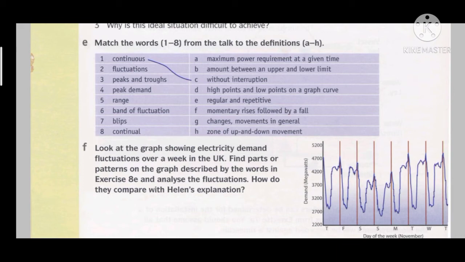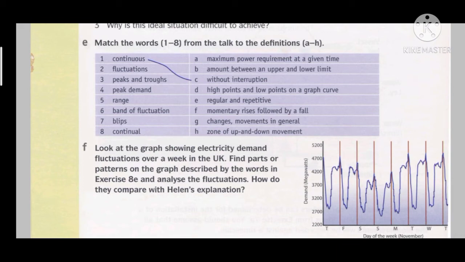Number 6, band of fluctuation. This is going to be H, zone of up and down movement. Band of fluctuation. Okay, what does it mean, band of fluctuation? In this graph curve for example، في الرسمة اللي قدامنا دي مثلا، ممكن دي كلها fluctuation، بس ممكن يكون في تحليل تاني أو جراف تاني في خط مستقيم مثلا، وبعدين في fluctuation وبعدين بترجع تاني خط مستقيم.